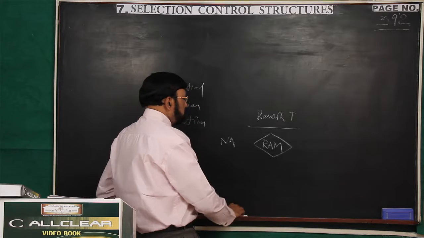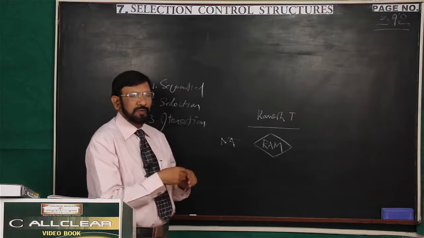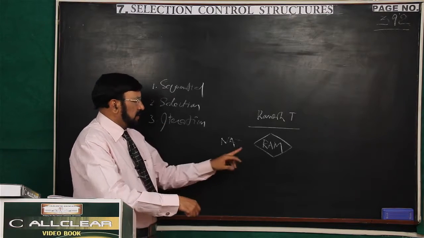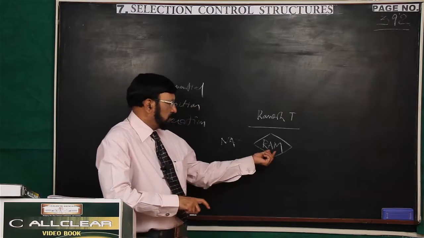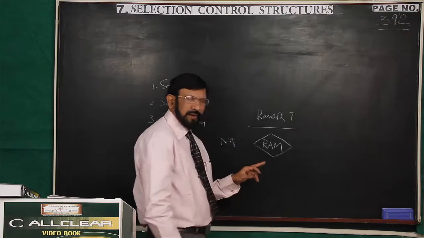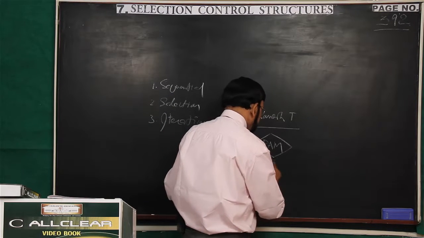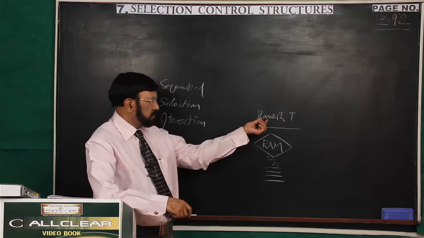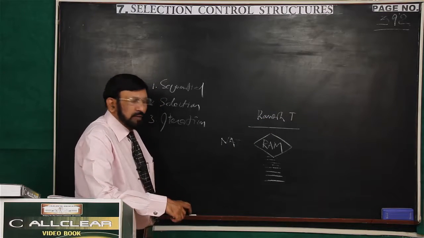Then what do you do? If you get NAT, you go towards the right. Somewhere, after a few futile attempts, you find RAM. Then what do you do? Now you know that Ramesh is in that page. Then you adopt a sequential approach, somewhere taking a clue, and then you can find Ramesh T. Am I right? So this is the approach.